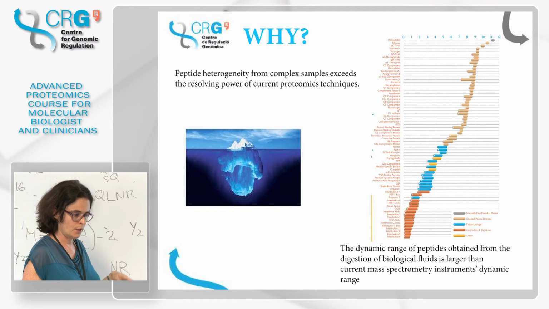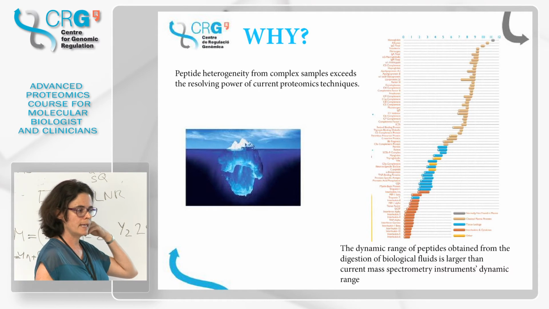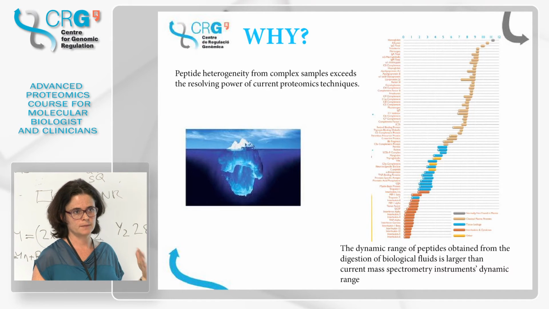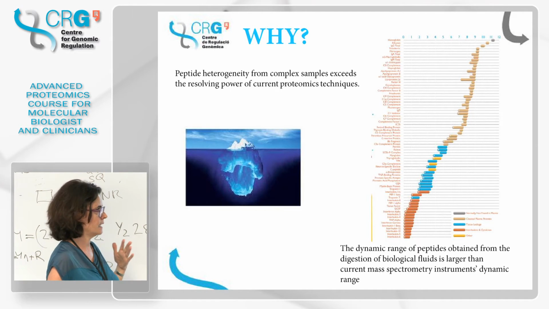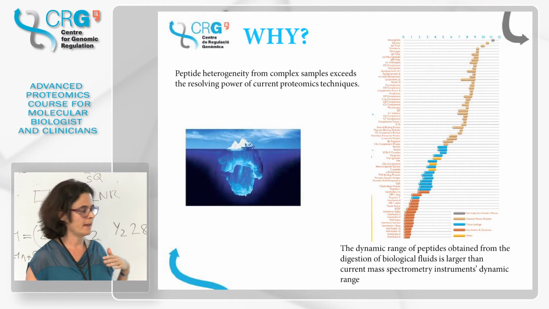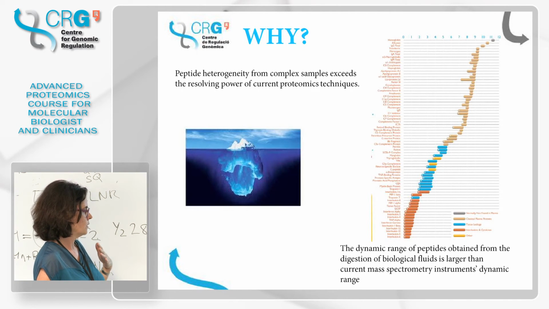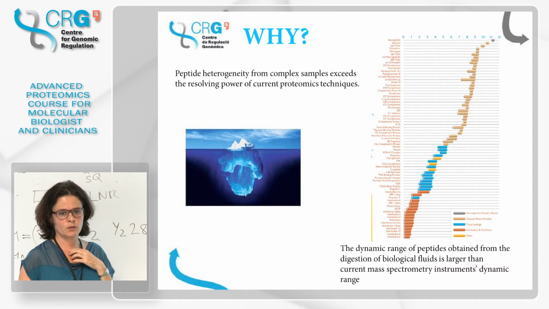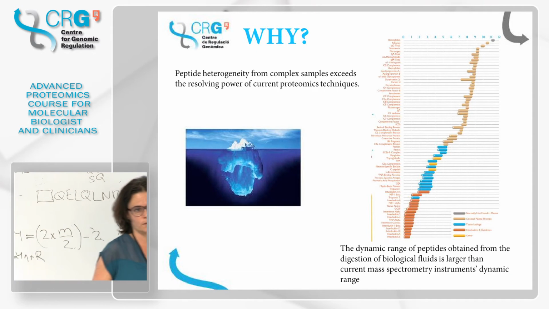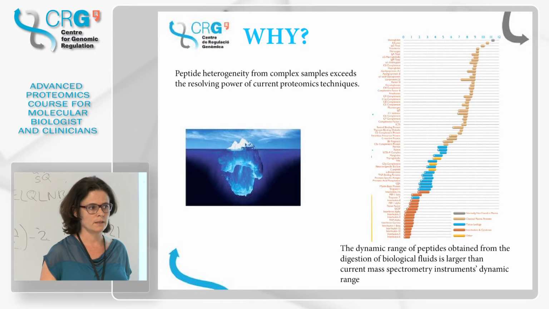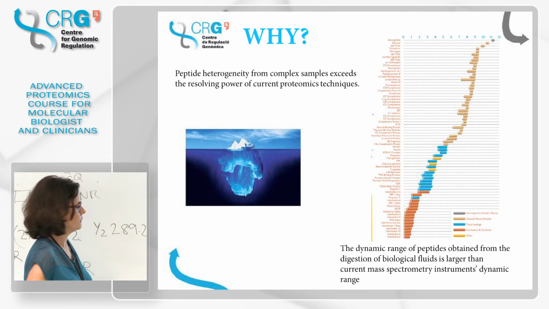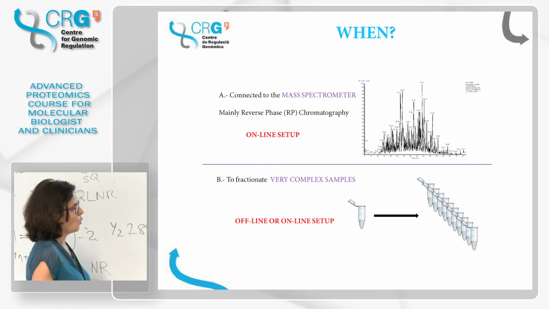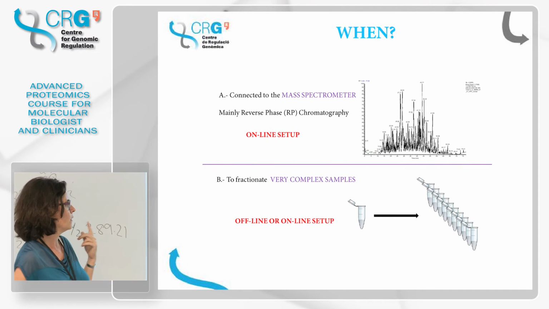Nowadays, the proteomics techniques that we have available cannot cope with a very complex mixture like a human, or, for example, in the case of plasma or body fluids, the dynamic range is huge. You have 8 to 10 orders of magnitude, and the dynamic range of a mass spectrometer is 4 to 5 orders of magnitude. So it's impossible that in one single run we can identify all the proteins that are in plasma or in CSF.